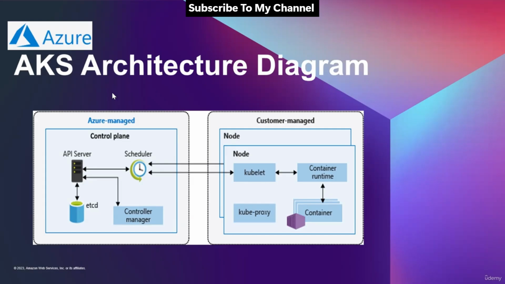In the earlier lecture, we have seen the AKS architecture diagram, how the flow is happening. You have master nodes and worker nodes, and how they communicate. We talked about etcd, a scheduler and the API server. So here we are going to see how the flow is happening.